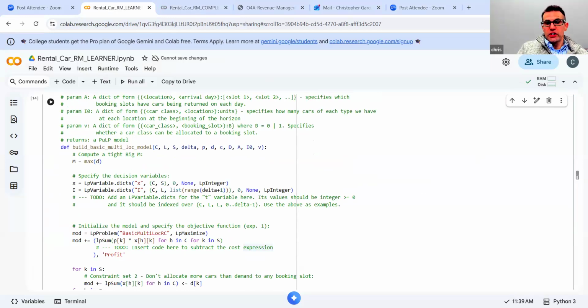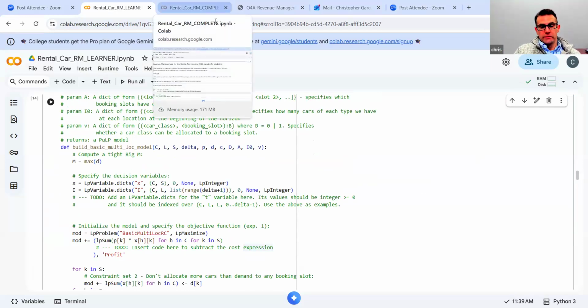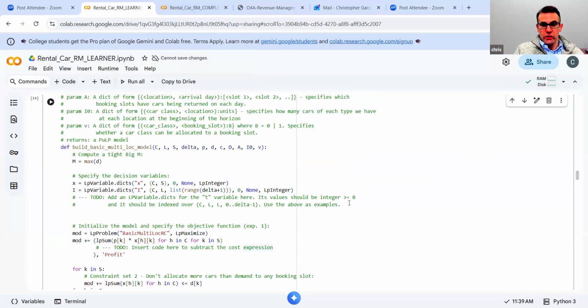So yeah, the complete version is going to give you basically the solutions. All it is, is the constraints that we saw in the slides implemented here. But the y variable actually comes later, in scenario three here. So what we need in this particular scenario is the t variable.